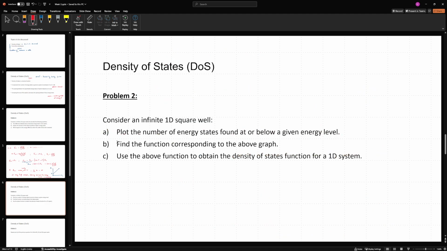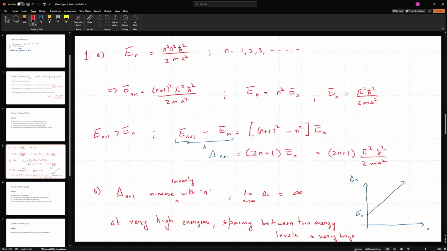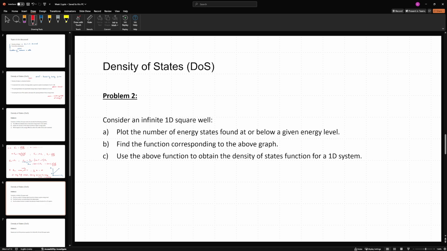Now what is part C? In part C, we've been asked to find out... Wait, what happened to my pointer? Here I am. Yes. So in part C, I'm claiming that I can use this relation to find out the density of states. So let us see how we can do that. Use the above function to obtain the density of states for a 1D system.